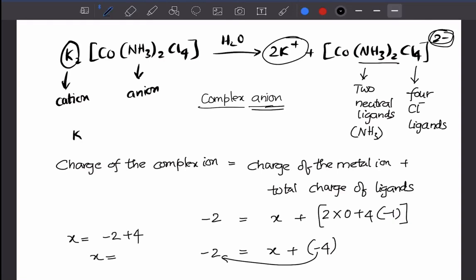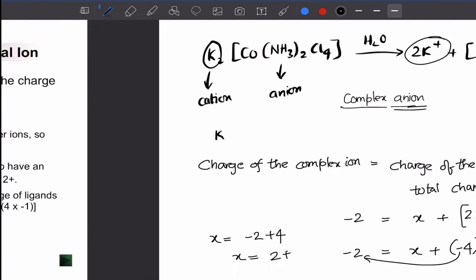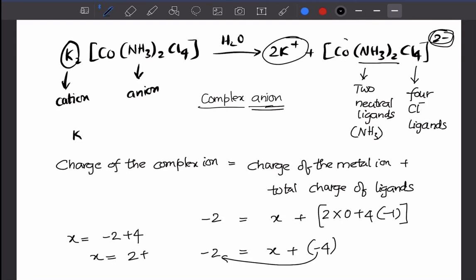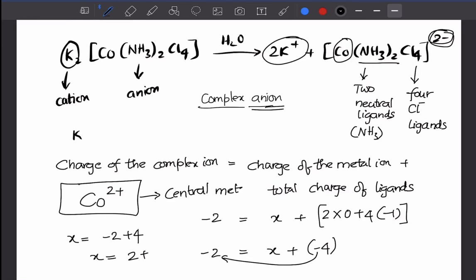So you get a charge of plus 2. So now we know the central metal ion here is cobalt. So cobalt here has a charge of 2 plus. So this is the central metal ion in this coordination compound. So this is how you can calculate the charge on the central metal ion.